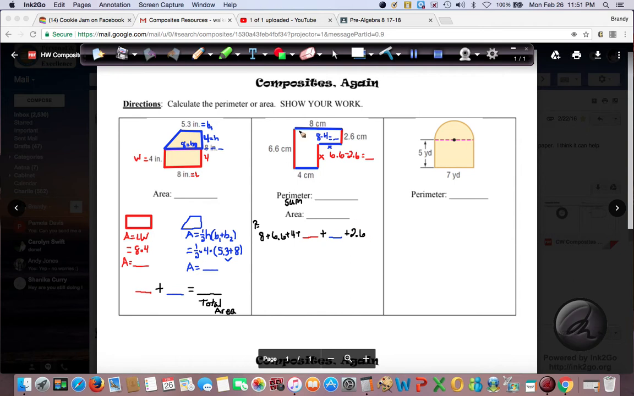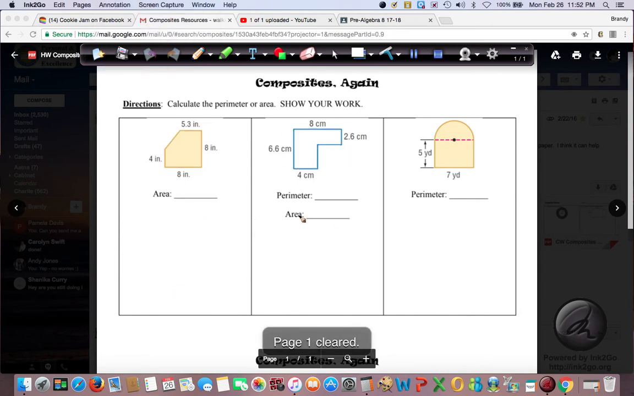So again, 8 plus 6.6 plus 4 plus this missing piece plus this missing piece plus 2.6. And if we add that all up, we should get our total perimeter. Okay? Write this down because I'm going to clear this out so that we can find area. Alright, so I'm going to clear all this out.